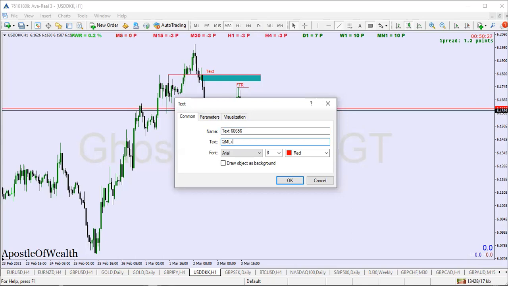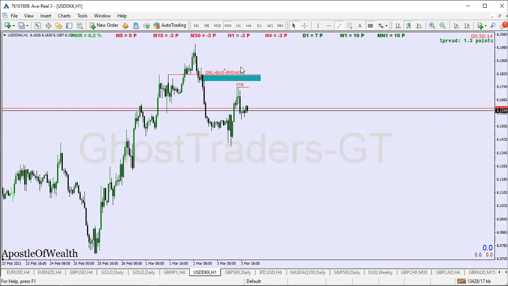So we also have a base, and we also have a breaker. Okay, so we have a QML. We also have a breaker. So we get to see that there is a lot of confluence in this area, okay? So there are high chances that price will definitely do what we are expecting, based on the confluence that we have. We have a QML, we have a base, we have a breaker.